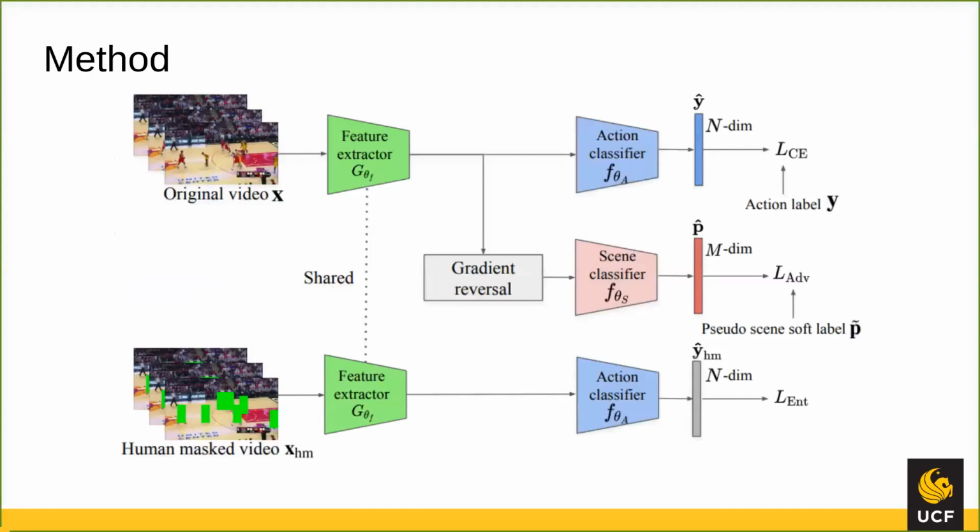So this is that image blown up, and we can see all three stages again. There's the feature extractor with cross-entropy, the feature extractor with gradient reversal and the adversary, and then there's the human-masked video, with the same feature extractor and same classifier, and then just the loss here, instead of using cross-entropy, we're using that loss to penalize it if it can detect the action.